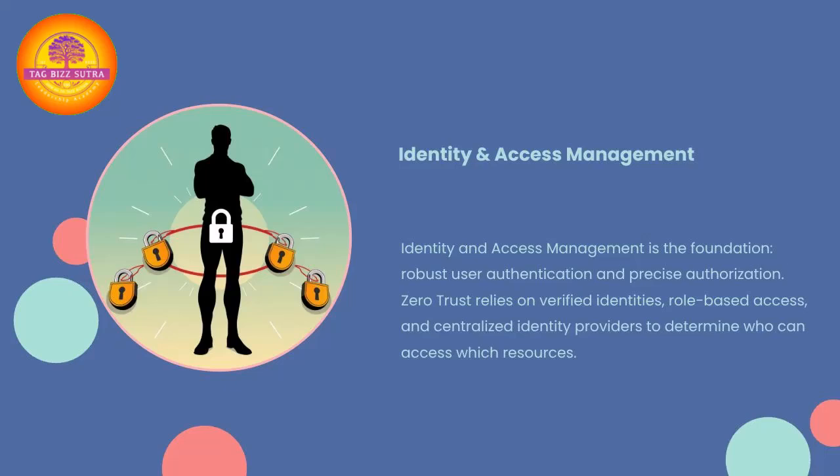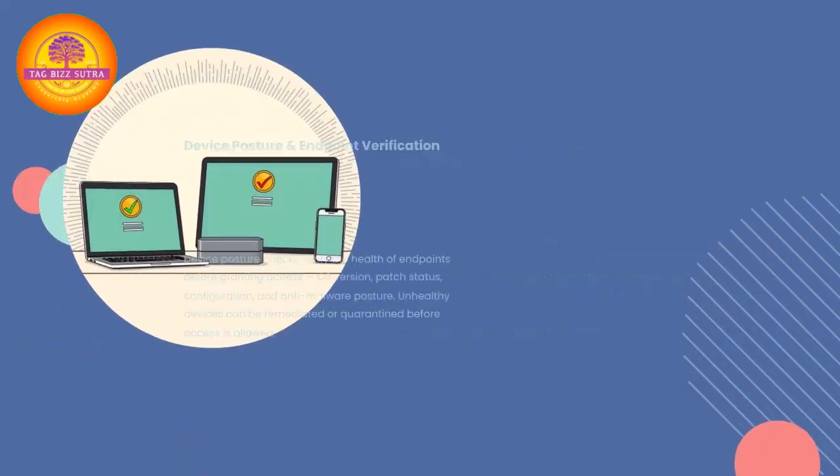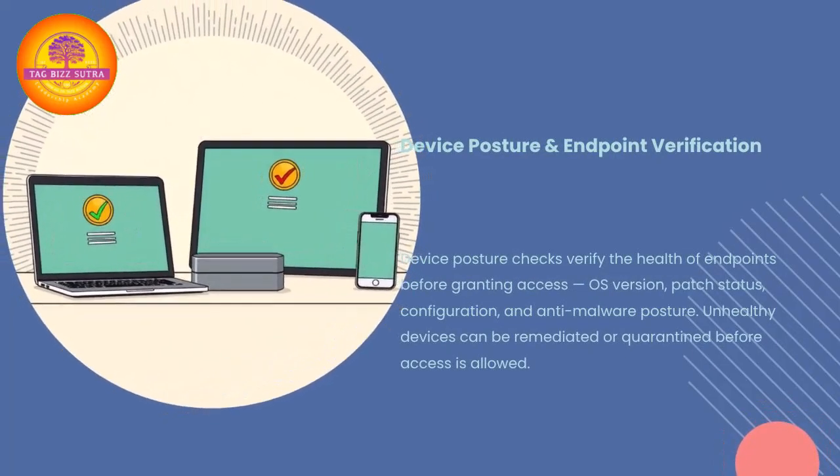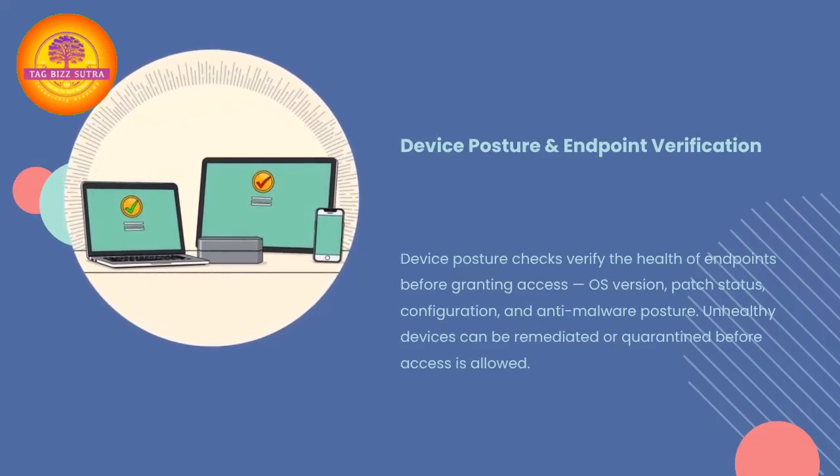Zero Trust relies on verified identities, role-based access, and centralized identity providers to determine who can access which resources. Device posture checks verify the health of endpoints before granting access: OS version, patch status, configuration, and anti-malware posture. Unhealthy devices can be remediated or quarantined before access is allowed.